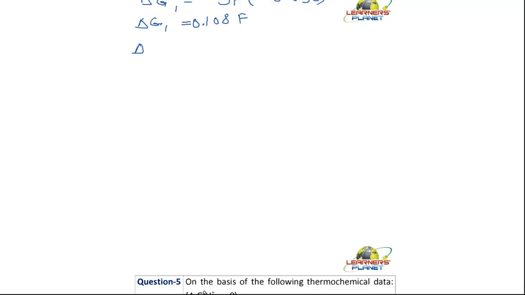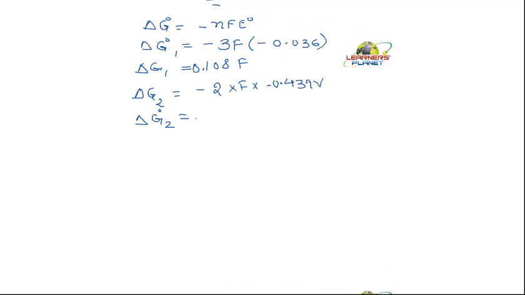Okay. Now we have got delta G2. This would be what? Minus, how many electrons are there? 2 into F into minus 0.439 volts. So your delta G2 would be equal to, these are all standards, right? Standard gives free energy. Just multiply this, it would be 0.878 F.